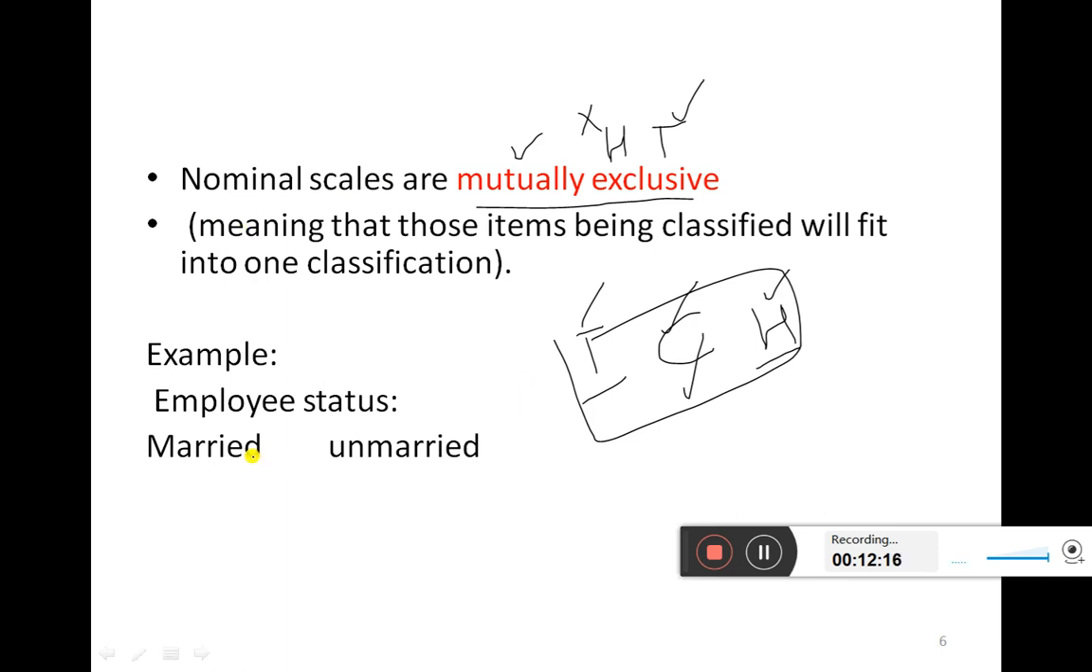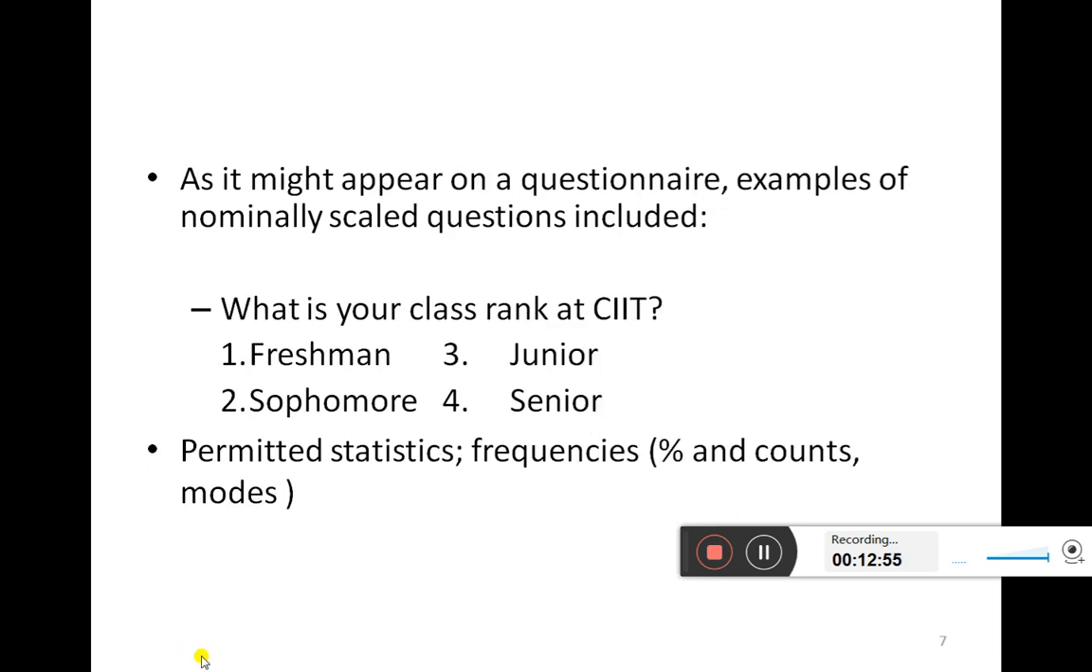For example, I put forward a question to an employee: what is the employee status, married or unmarried? A person who is married can't at the same time be unmarried, and a person who is unmarried can't be ticked as married. So at the same time they have to pick only a single option. Married and unmarried are both mutually exclusive, and they are two different categories. It divides the data into two categories. Hope the idea is clear.